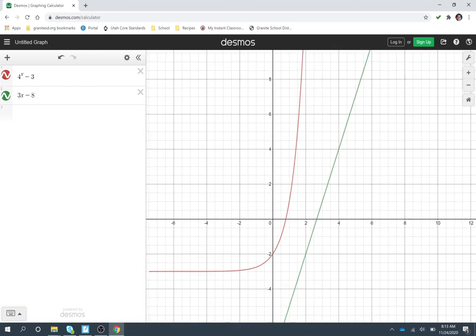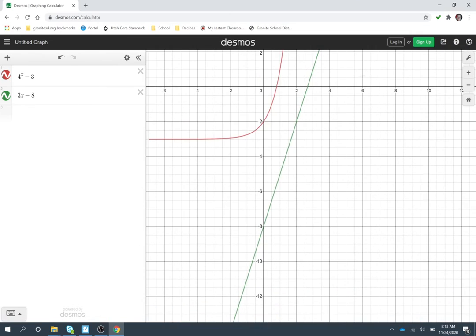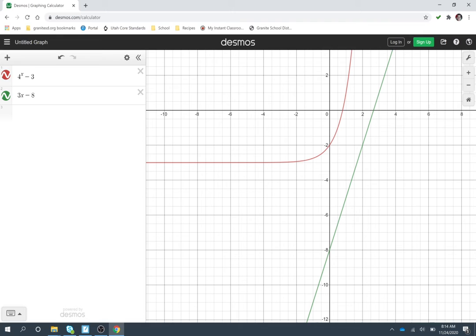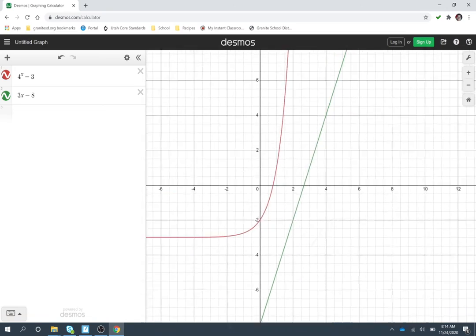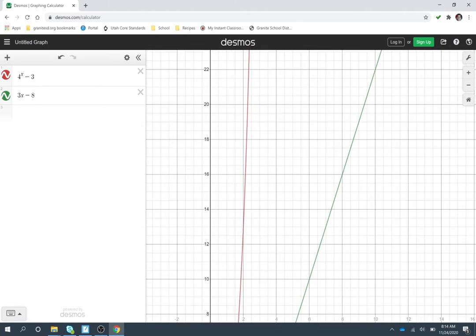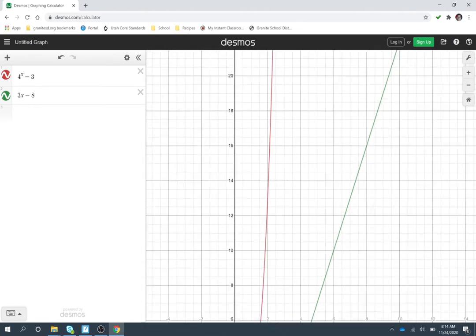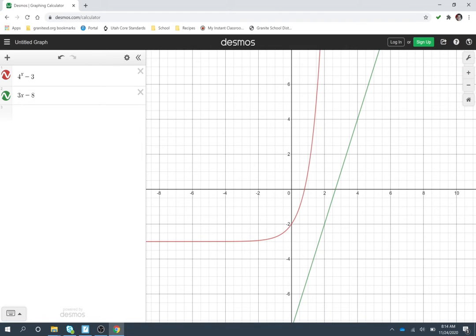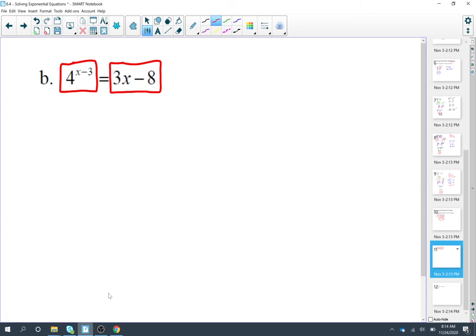So I'm looking, and I don't see anything. This one's just kind of keep going like this. It's going like that. Are these ever going to touch? And to me, it doesn't look like it. It looks like they might have touched in here somewhere, but they don't. Which means what, people? This is a no solution. Because graphically, they never touch.